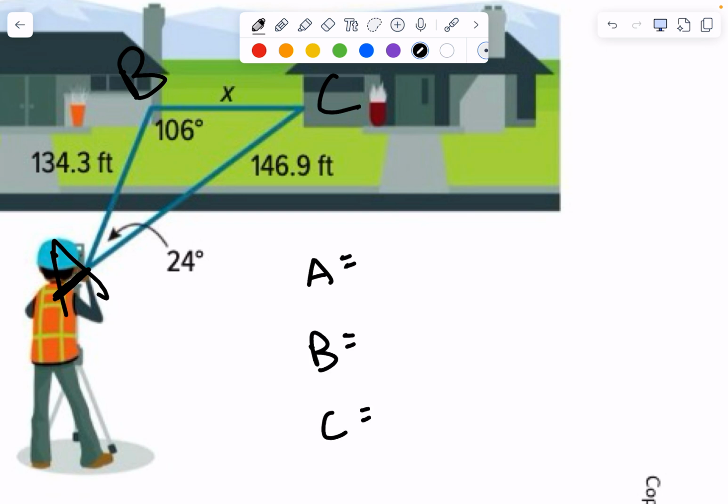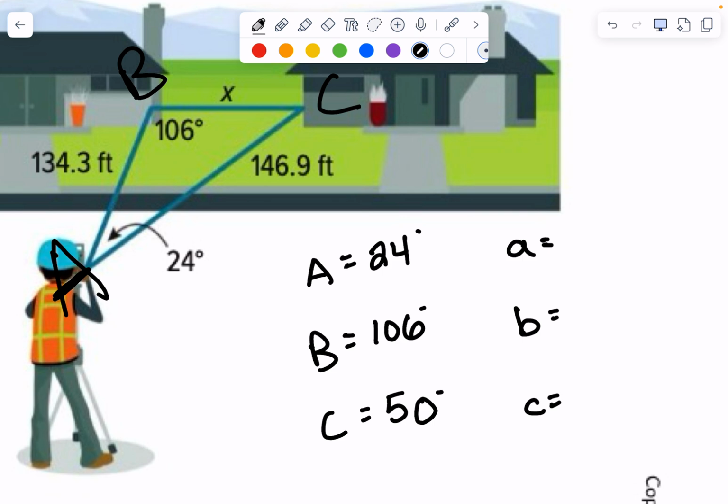What is capital A? 24. What's capital B? 106. What's capital C? How do we find capital C? Well, it's 130 together, so 50. That would be 130. So yeah, 50. Good job. Okay. We have lowercase a, lowercase b, lowercase c.